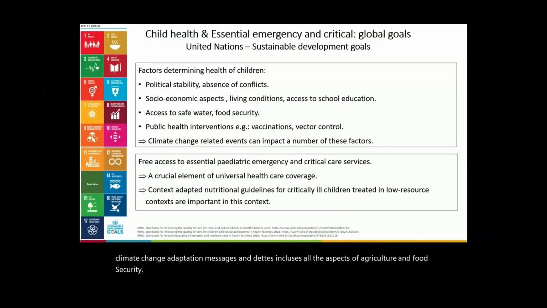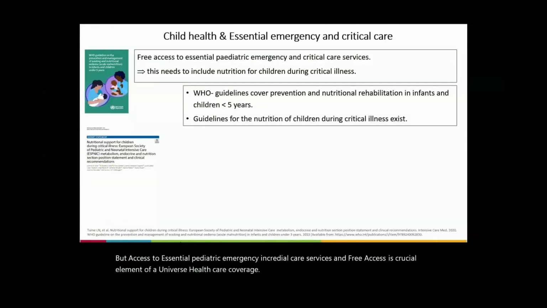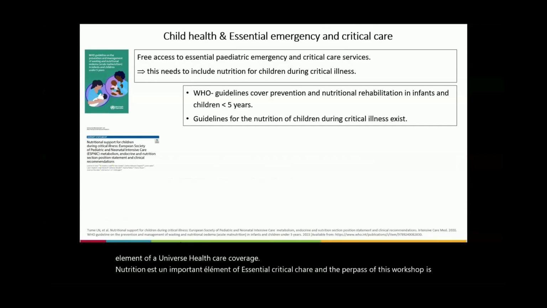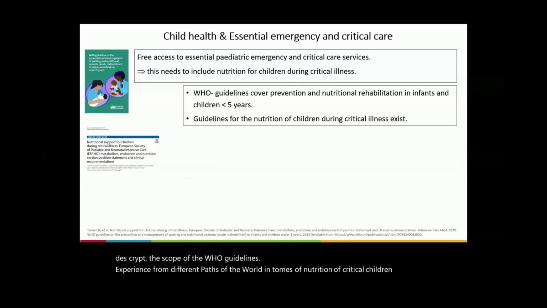So as a summary, nutrition and the health of children is determined by multiple factors, but access to essential pediatric emergency and critical care services and free access is a crucial element of a universal healthcare coverage. Nutrition is an important element of essential critical care. And the purpose of this workshop is to describe the scope of the WHO guidelines, experience from different parts of the world in terms of nutrition of critically ill children, including guidelines from high-resource contexts.